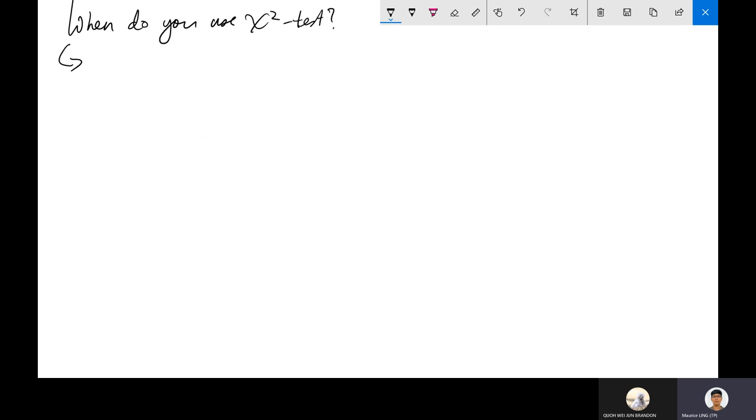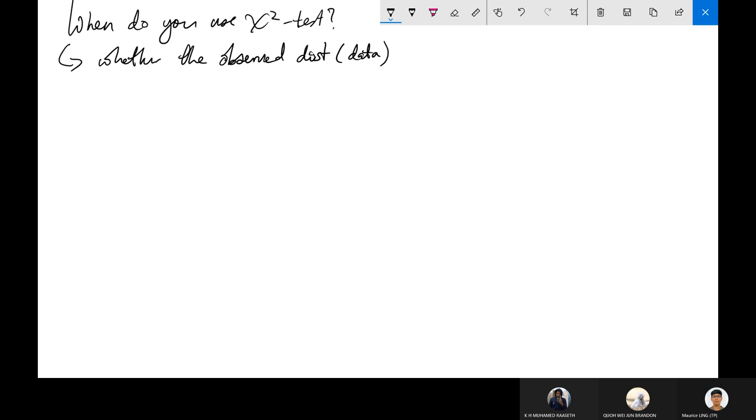Okay. So basically what you're trying to do is to find out whether the observed distribution, basically this is your data, follows the expected distribution. That is the main thing that you use chi-square for. The observed and expected distribution can be any distribution. In fact, if your data size is large enough, you can use chi-square to check whether the data is normally distributed or not. It has to be large enough.